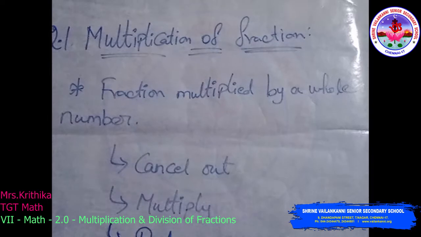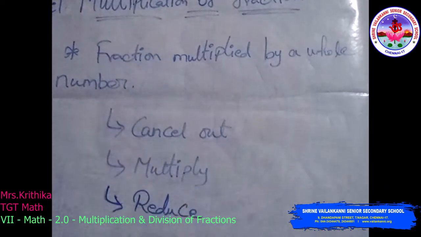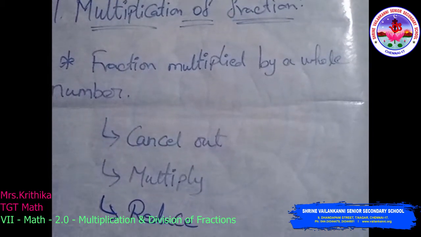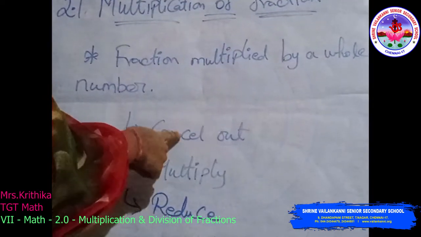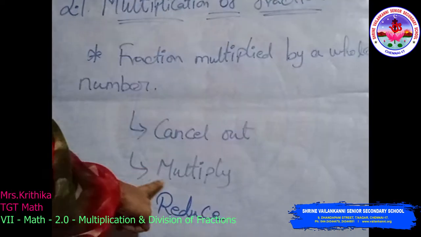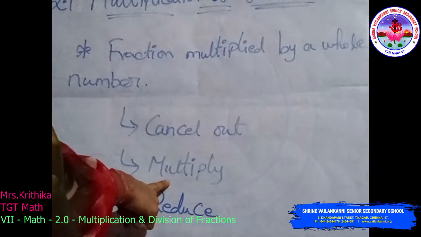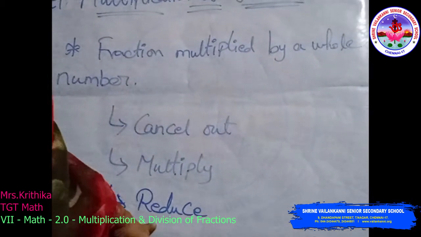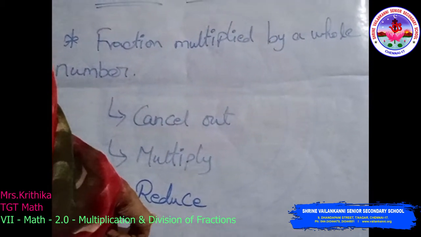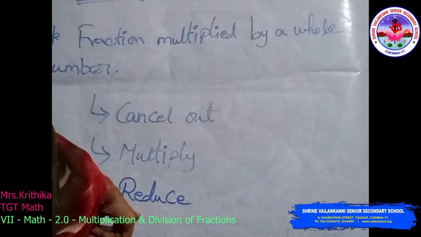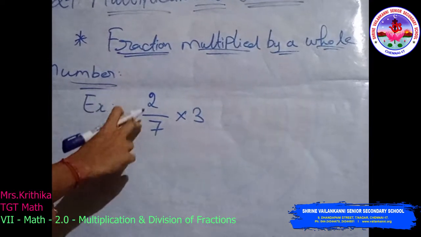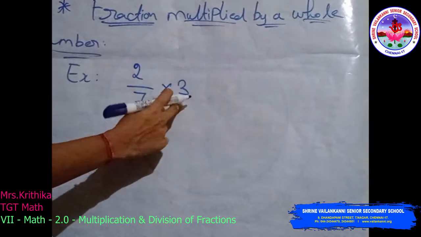To multiply a fraction by a whole number, the first step is to cancel out the common factors between the numerator and the denominator. Second, multiply the remaining numerator and the whole number. Reduce the product to its simplest form if required. For example, 2 by 7 into 3.